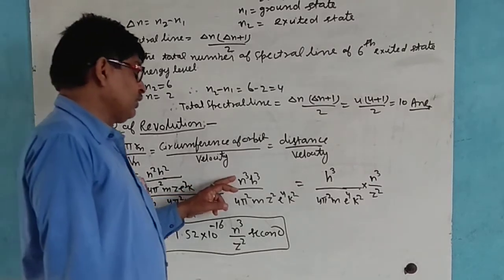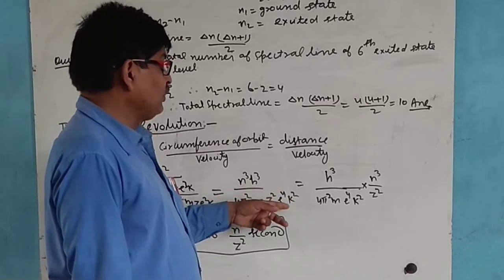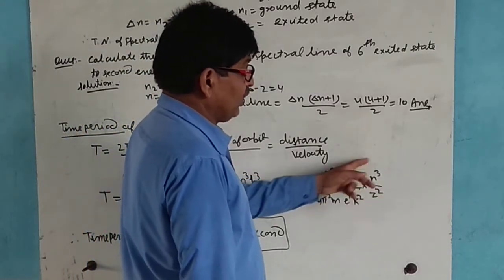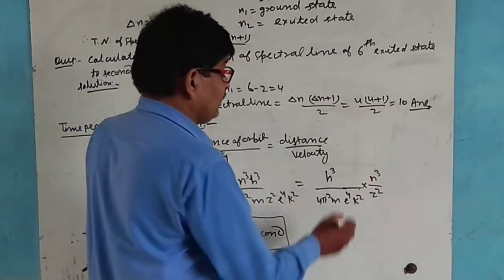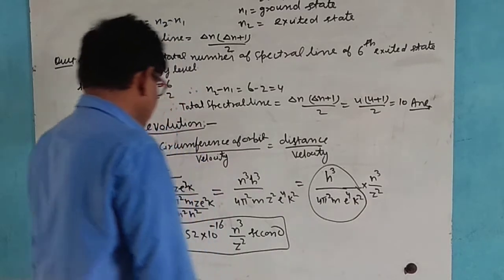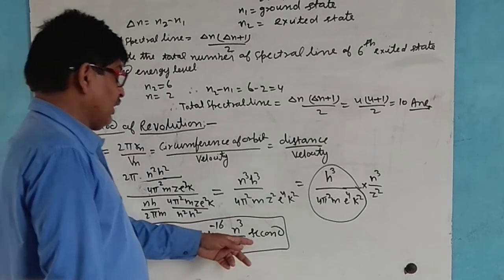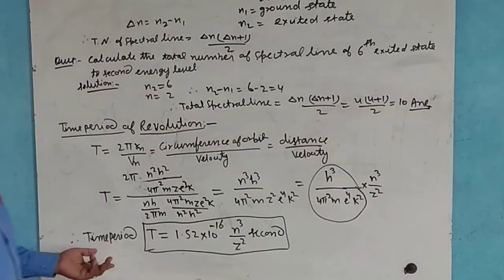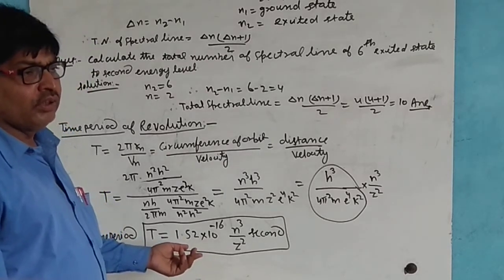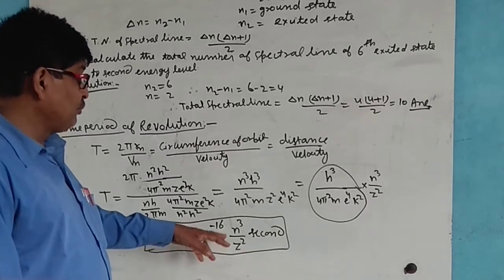This comes n cube h cube divided by 4 pi square m z square e to the power 4 into k square. Here n and z are the variable quantities and the rest are constant quantities. Putting the values, we get 1.52 into 10 to the power minus 16 n cube by z square seconds. This is the time period of the electron revolving around the nucleus in a particular orbit.